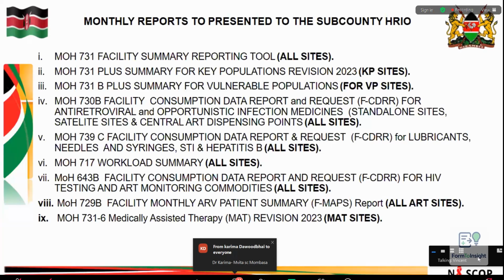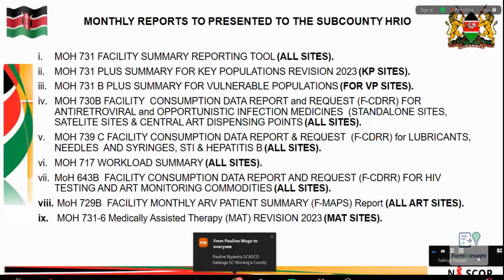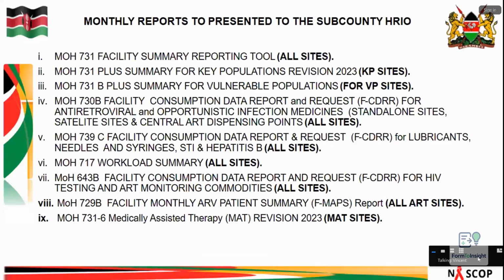And then we have MOH 739C. This now was majorly tailored for KP specific commodities like the needles and syringes and the STI and hepatitis B drugs that programs have been receiving free from NASCOP. Then we have the workload report. All sites need to do that. And then MOH 643B, all sites need to report on that.